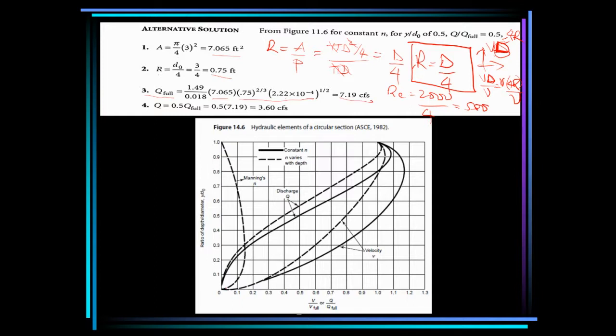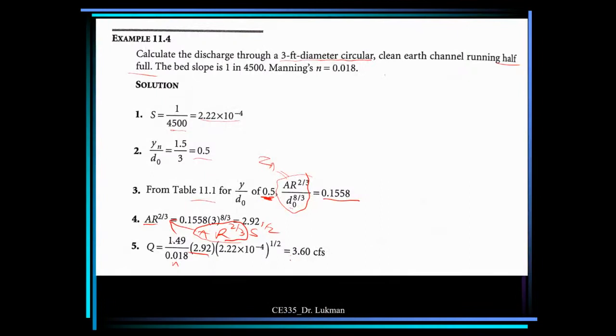Now if it is half, we use this figure for Q over Q full equals half, that is flowing half. We take it here to get the ratio of Y over D naught, which is also half. So which means here Q is equal to 0.5 Q full, because it's flowing half. So 0.5 times the full flow, and we obtain the same answer as we got before, 3.6.